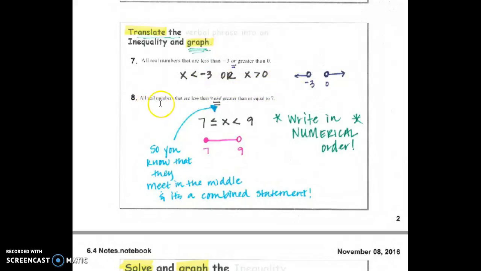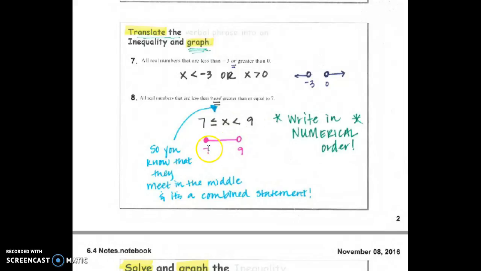Number 8 is all real numbers that are less than 9 and greater than or equal to 7. Since it's an and statement, you know they're going to meet in the middle. X is going to be trapped in there. And not only that, make sure you're writing your numbers in numerical order. 7 is going to come before 9. So at one time, x is greater than or equal to 7, but it also has to satisfy the fact that x has to be less than 9.